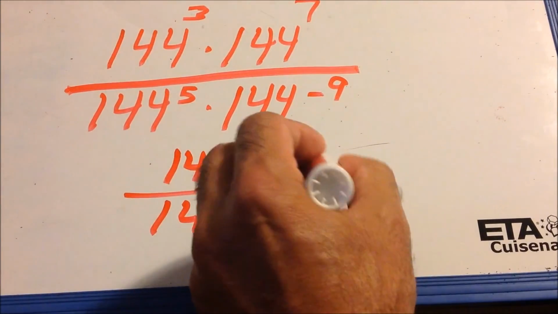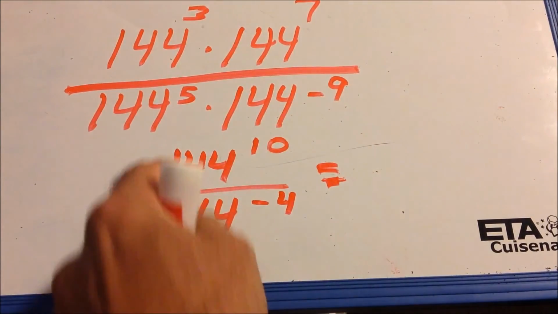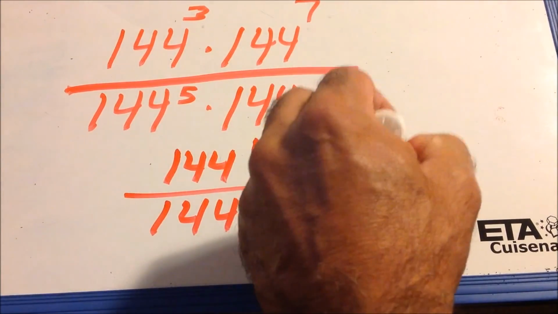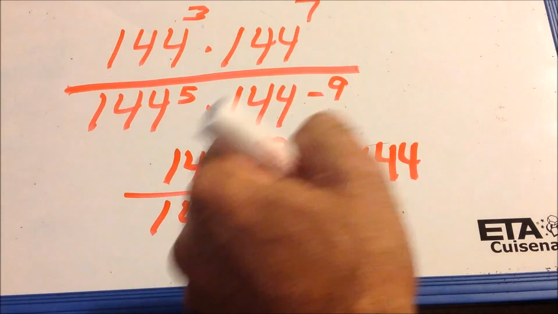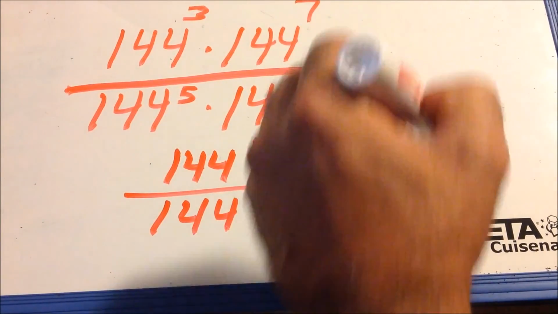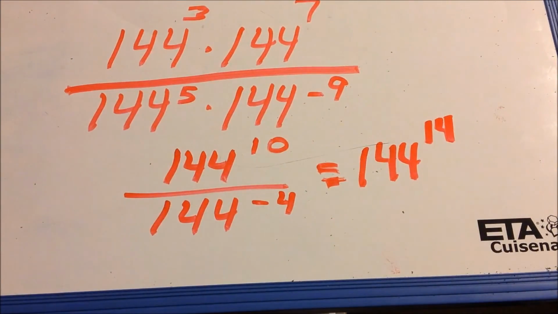Now we're not done yet. Now we're in the division part. And they have the same base, so we know it's going to be 144. And this is 10 minus negative 4, which you know will add into 14. So that would be the answer. So that's the law of exponents, part 3. Great job.